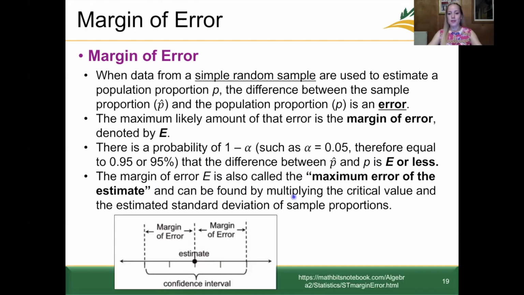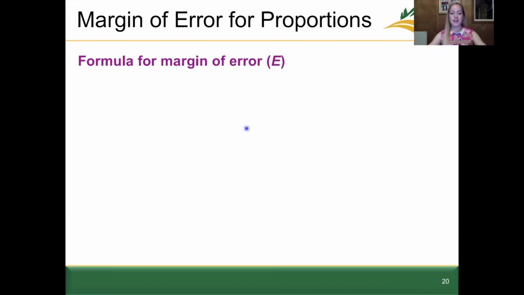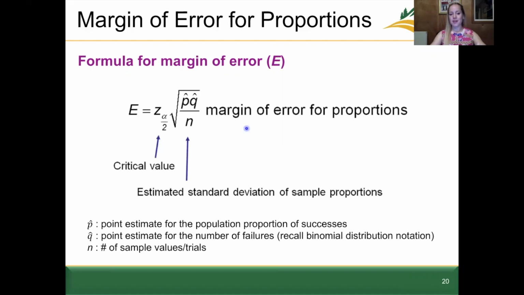We'll find this by multiplying the critical value, or Z subscript alpha over 2, and the estimated standard deviation of sample proportions. We'll talk more about this calculation. So I just read out how we calculate this to show you in a formula for how we calculate the margin of error, or E. We take capital E to be equal to the critical value, or Z subscript alpha over 2, multiplied by the square root of p hat times q hat over n. This part of the formula here is the estimated standard deviation of sample proportions.